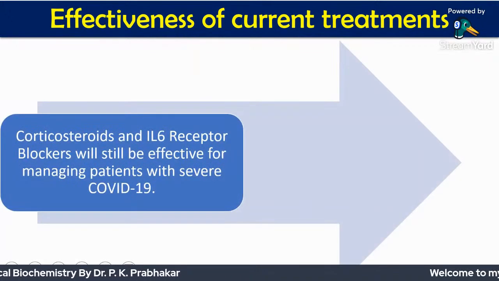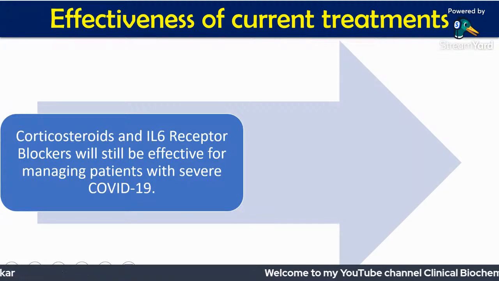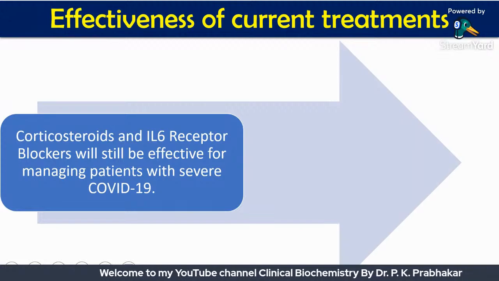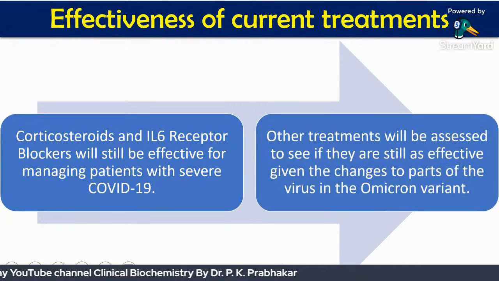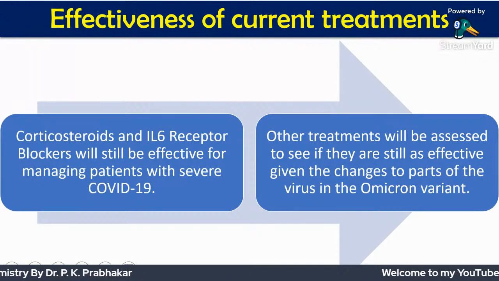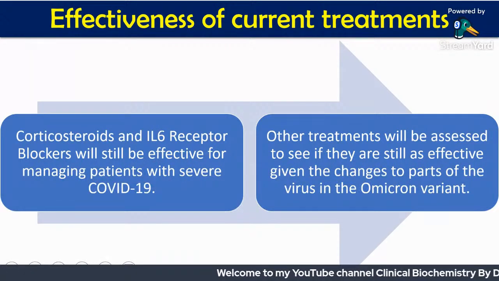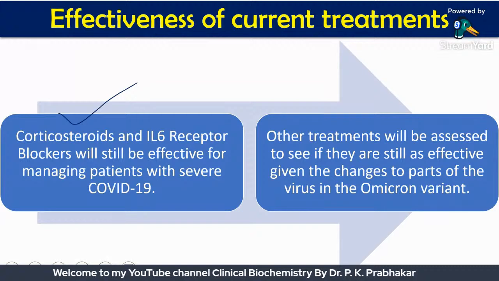Now, effectiveness of current treatments. In COVID-19, we have seen earlier that corticosteroids and IL-6 receptor blockers will still be effective for managing patients with severe COVID-19 disease, and other treatments will be assessed to see if they are still effective given changes to parts of the virus with the Omicron variant. So that will be seen. So this might be working there.